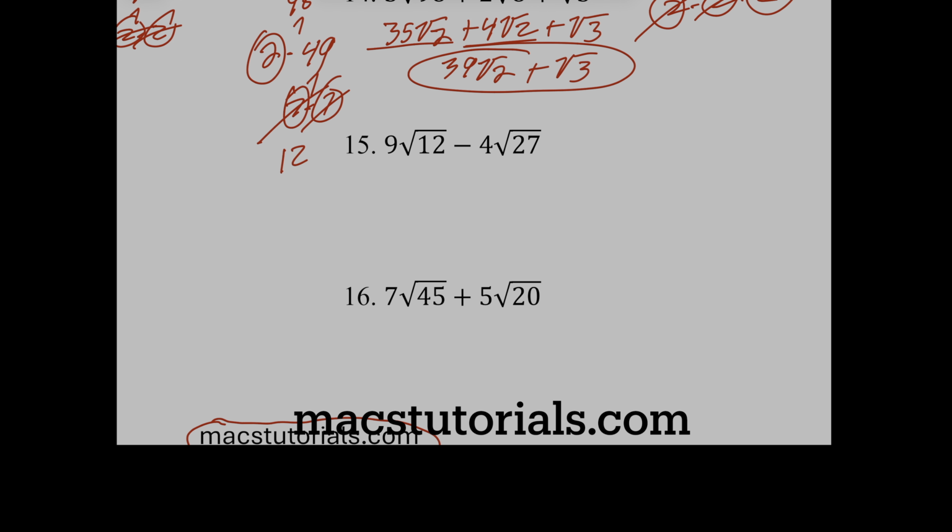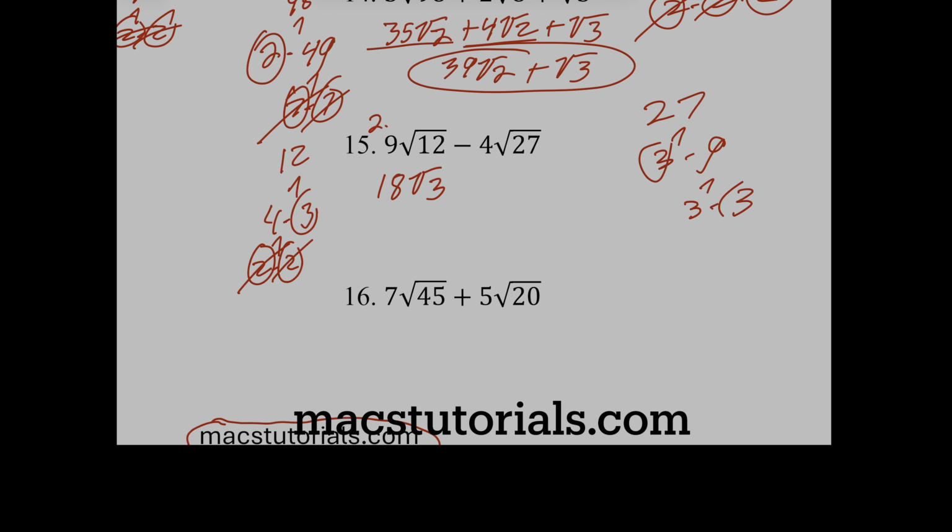Okay, this one, I'm going to take my 12, and I'm going to break that down into 4 times 3, and the 4 to a 2 times 2. I can pull out a 2 with the 9, and I'm going to get 18 root 3. Now the 27 is going to be a 3 and a 9, which is going to be a 3 and a 3. I can pull out a 3 that matches with the 4.